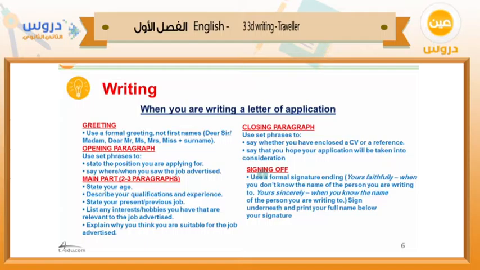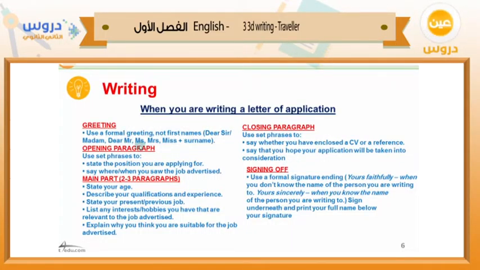If you want to write, there is a style for your writing, and there is a form for a letter of application. So you're applying for a job, and the letter of application should or must include five main items. First, the greeting, opening paragraph, main part, which includes two or three paragraphs, the closing paragraph, and you sign off. So let's start with the first one.